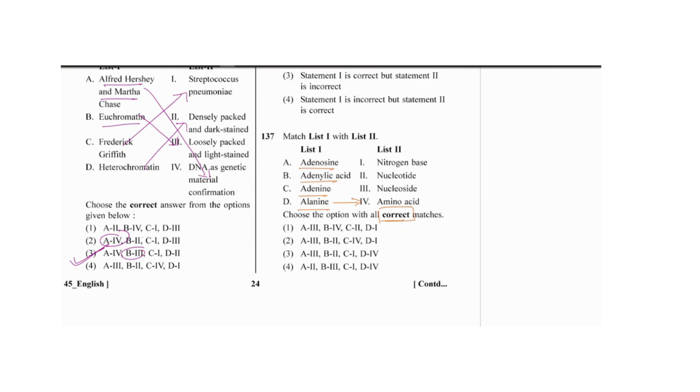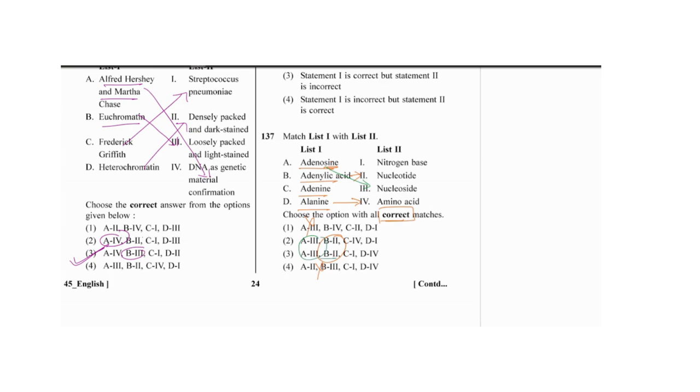Okay, let's see the others. Adenine is what? Adenylic acid is a nucleotide. Okay, so B should be here too. B is 2, we can say, B2 in these two. So these two are eliminated and A3 is given here. Adenosine is a nucleoside. Okay, so sorry, A should be 2. Sorry, A should be 3.